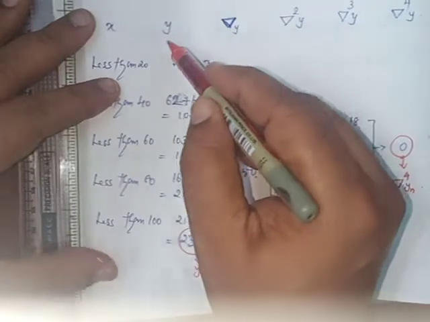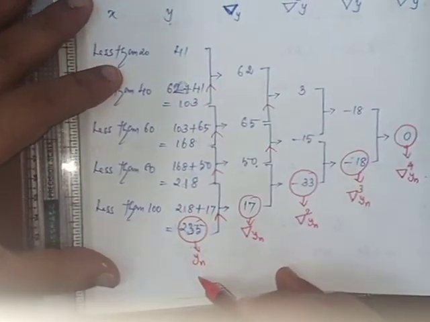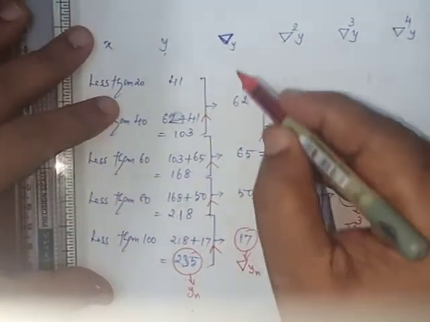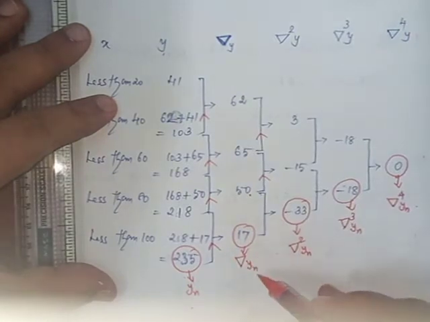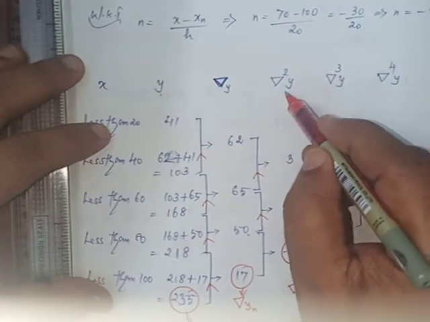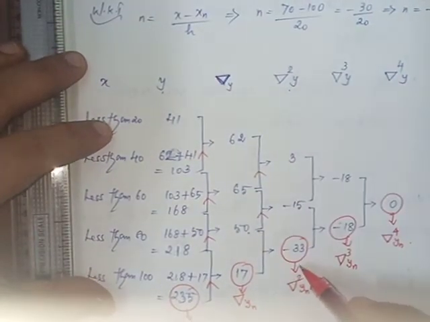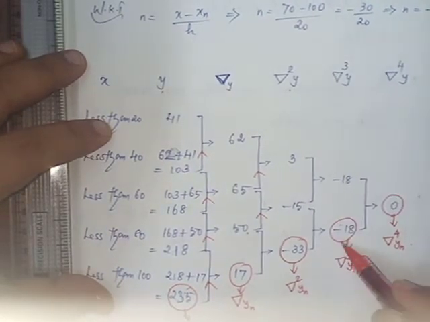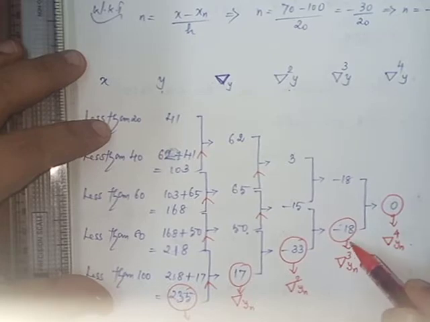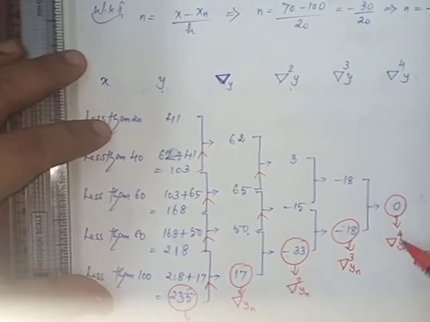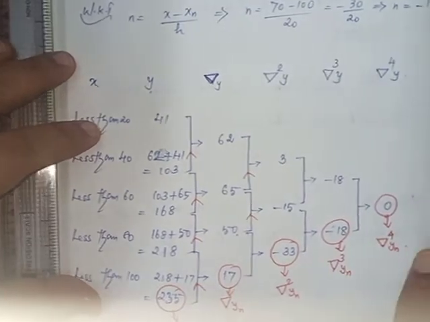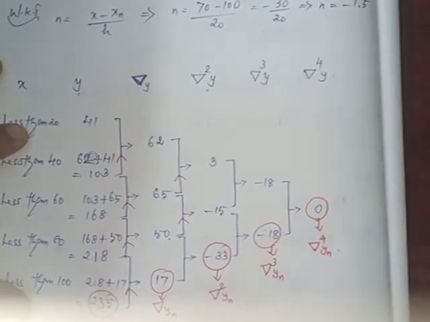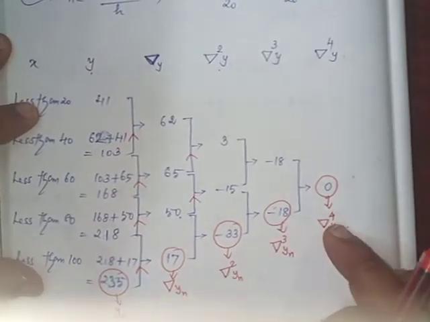Okay. In y, the last value of y is yn. This is yn. In Δy, the last value is Δyn. In Δ²y, the last one is Δ²yn. In Δ³y, the last one is Δ³yn. Here there is only one value, that is Δ⁴yn. Okay. Now substitute all the values in equation number 1.